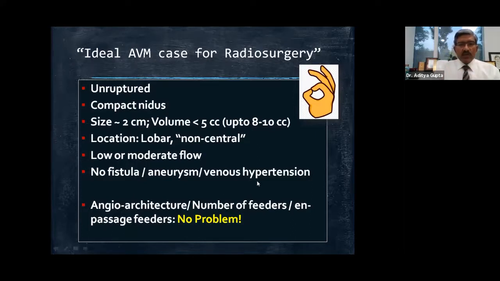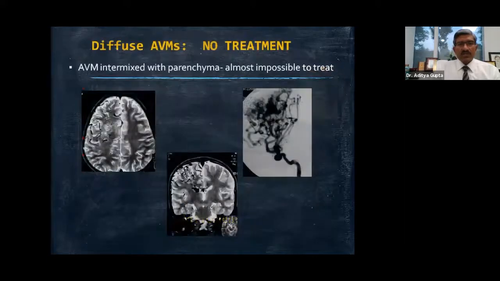But the value add of radiosurgery is that, barring these few factors, the radiosurgery result really does not depend on the angio architecture of the AVM, in terms of the number of feeders or the presence of end passage feeders. These are factors which preclude good endovascular treatment of some of the AVMs. So this is my description of what I would count as an ideal AVM case for radiosurgery.